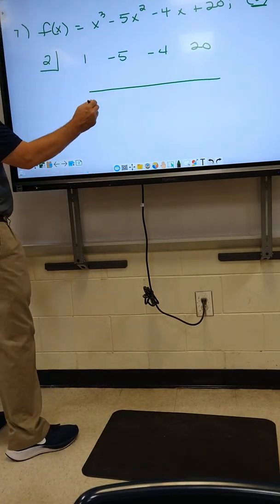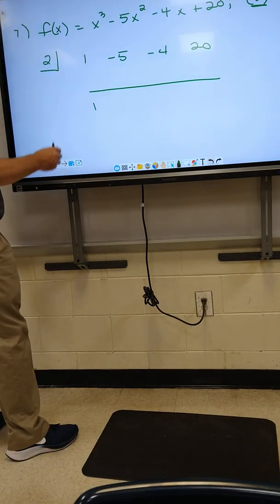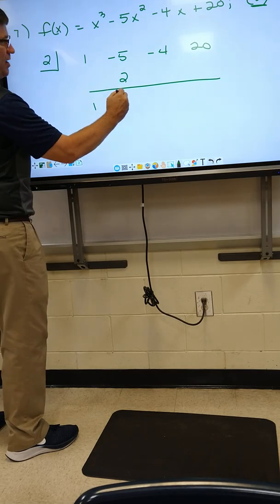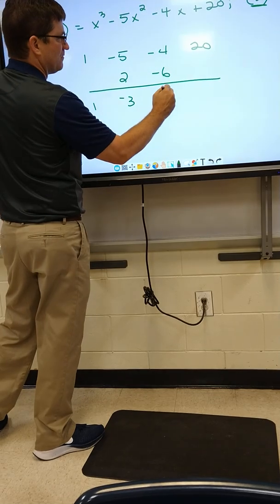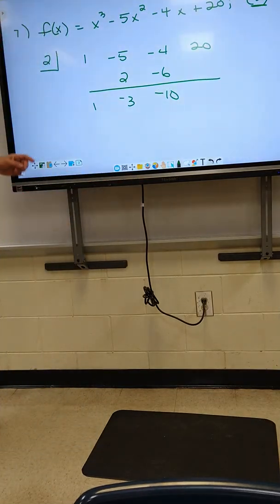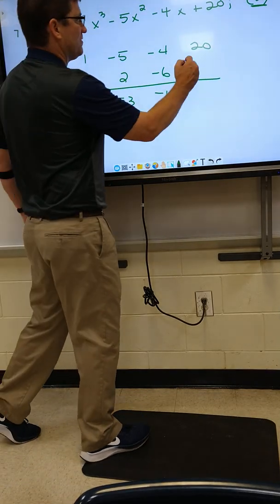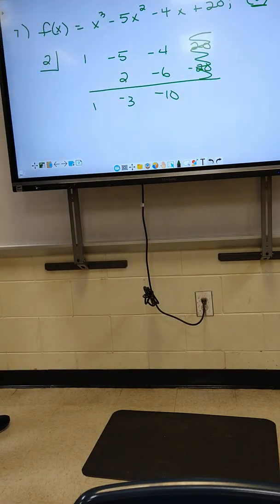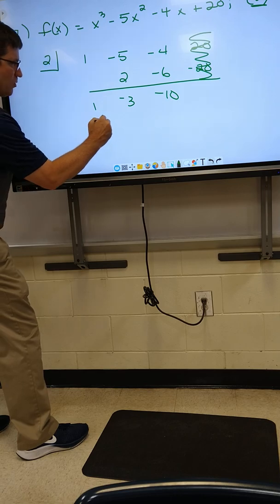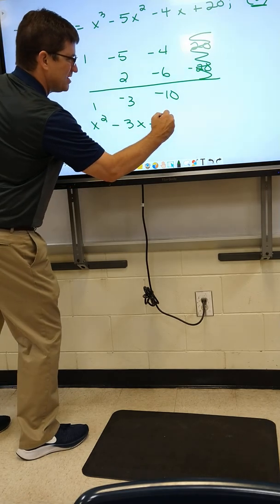All right, so we always bring down the one below the line to start. 2 times 1 is 2, add them up, it's -3. 2 times -3 is -6, add them up, it's -10. 2 times -10 is -20. Last column always has to cancel out, remember. So I got 1x squared minus 3x minus 10 equals 0.